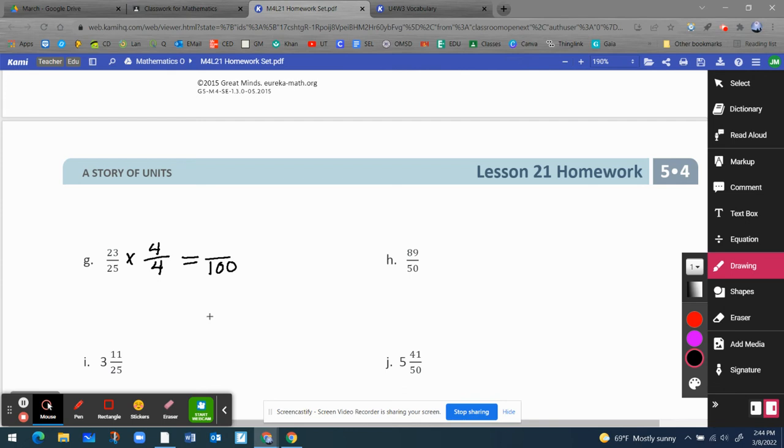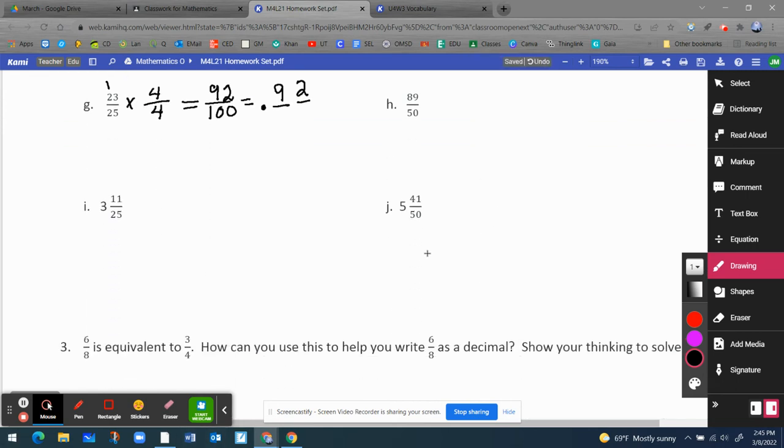So let's do this. 4 times 3 equals 12. You carry 1 over to the tenths. 4 times 2 equals 8, plus 1 equals 9. And this one, the answer is 92/100. Hundredths must have 2 places to the right, and so you write the 9 and the 2 in those places. Okay? This is the lesson.